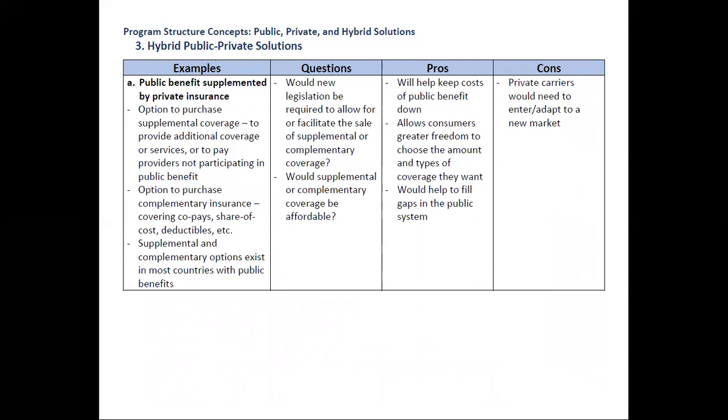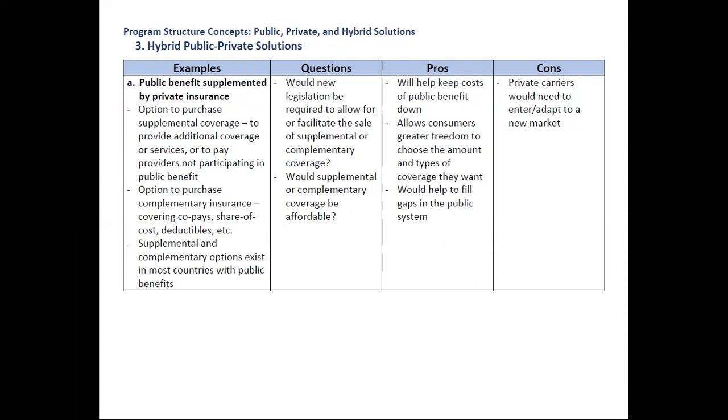And then our third category of ideas, hybrid public-private solutions. Essentially, you can have private long-term care. If you have a public benefit, there's going to be gaps in coverage. Either the public benefit might have a lifetime limit, so once the individual has exhausted the public benefit, then they would need some other source of funding to pay for the long-term care. So you could have private insurance that kicks in after the public benefit is exhausted.